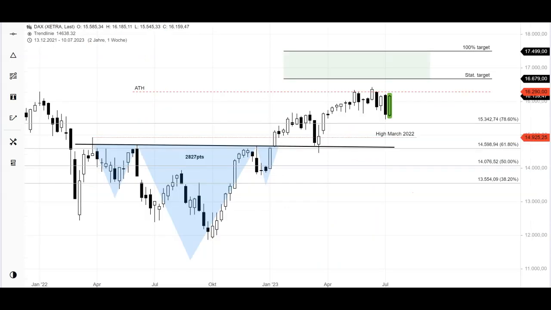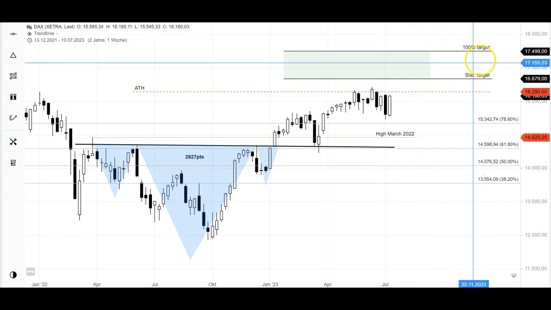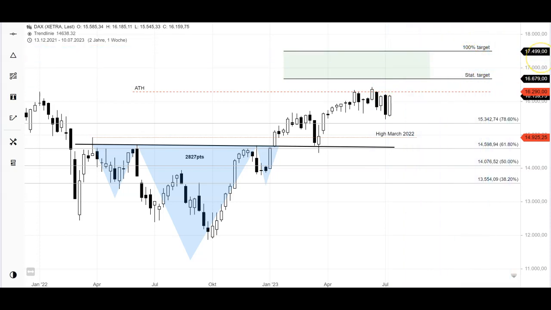And we are already in the weekly. Here's that inverse head and shoulders pattern, and as you can see, these targets become closer and closer. 16,679, we almost went there already 3 weeks ago. The 100% target is a bit more ambitious at 17,500.